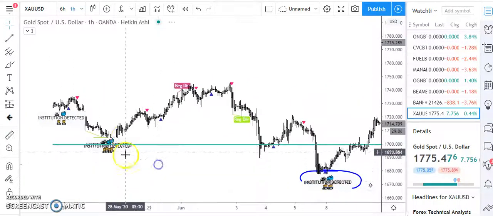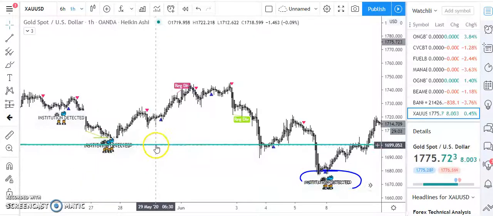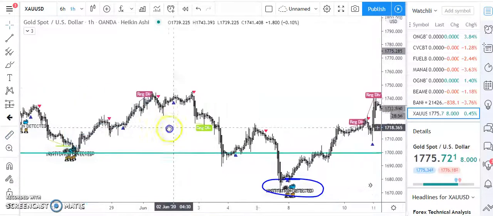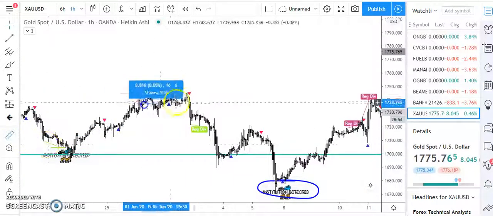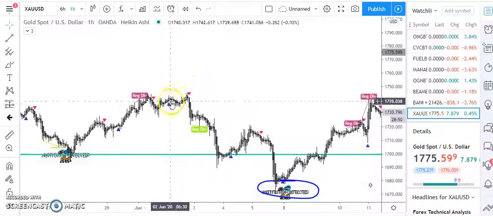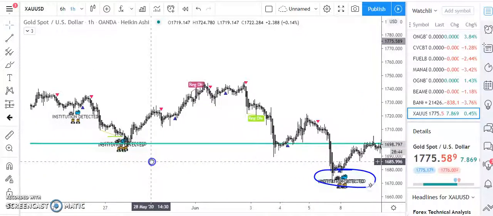Absolutely no chance. See, institution detected along with the trend line here. Institution detected here. Look at this, man. You'll always be in profit. 0.2%. Even if it gives this kind of signal, if you just draw trend lines, it will take your trading to another level.